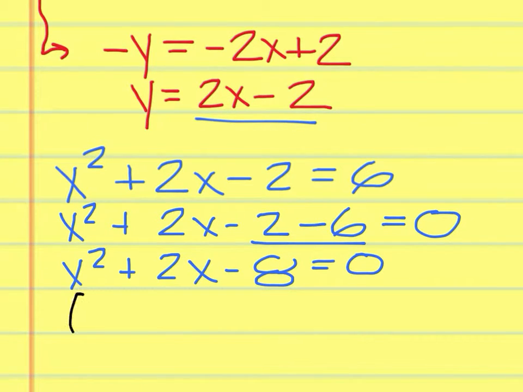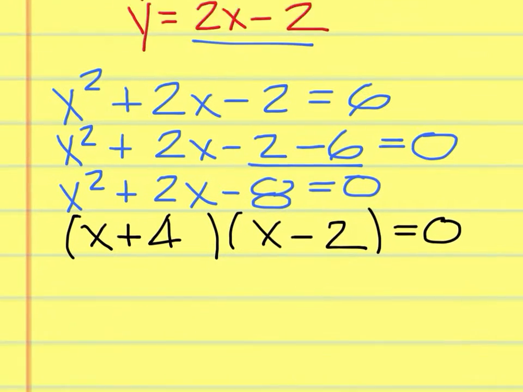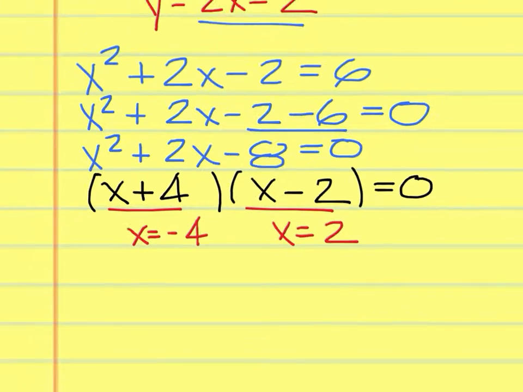You should be able to factor this. Two numbers that multiply to get a negative 8 and add to get a positive 2 are positive 4 and minus 2. When you solve each of those by setting these equal to 0, you'll get x equals negative 4 or x equals 2. Plug those back into the top.